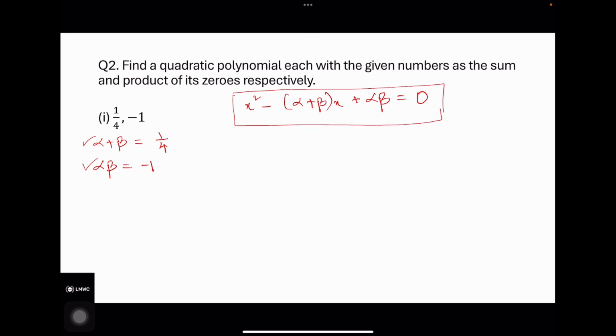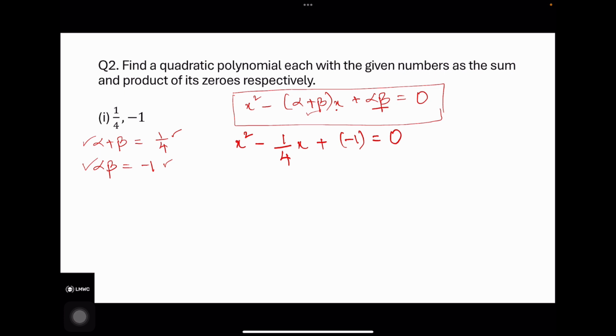What we are going to do is replace alpha plus beta as per the question, alpha into beta as per the question, and rearrange the polynomial as per the general form. So let's do it. I'm going to copy the x squared as it is. I'm going to copy the negative as well. Alpha plus beta I'm going to replace with 1 by 4, and again this x I copy down. Next plus also I copy down. Alpha into beta I'm going to replace with -1, and equal to 0 also I write down.